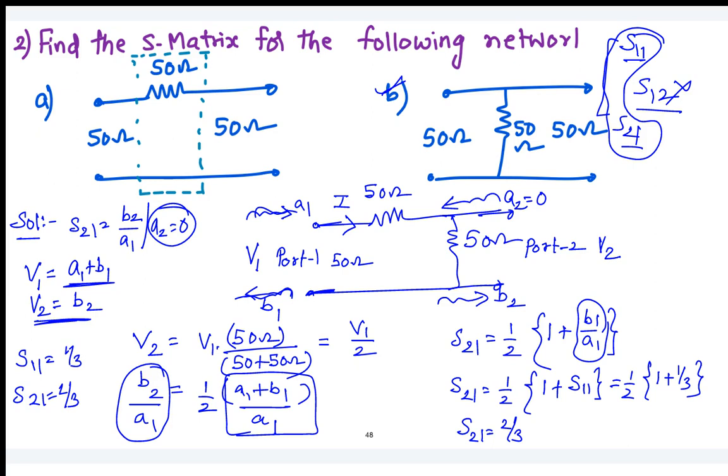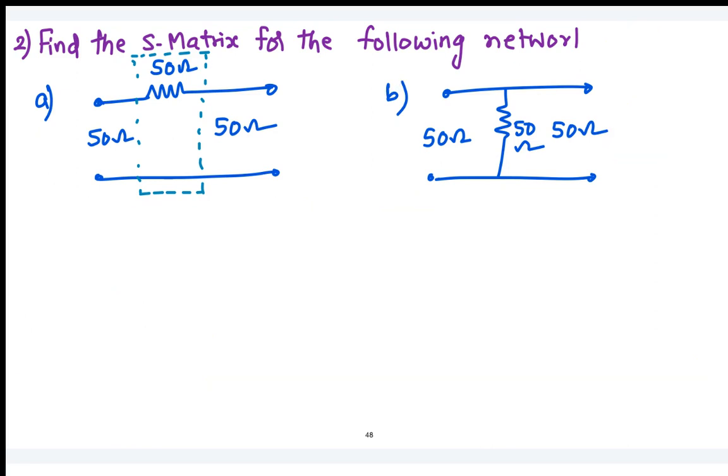Before this, let me conclude this. For the first one, you are getting S11 equal to 1 by 3 and S21 equal to 2 by 3, right? And the network looks to be symmetrical. Or you can say, sorry, not symmetrical, it's reciprocal, which means that even if you look at the network from port 1 and even if you look at the network from port 2, it appears the same. However you look, the network looks the same. Even if you look into port 1 or port 2, the appearance is the same, which means that as far as network theory is concerned, it is said to be reciprocal.